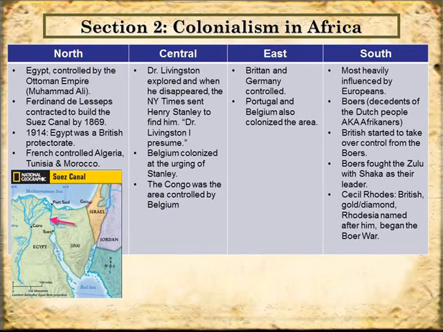In the East, Britain and Germany controlled that particular area. Portugal and Belgium also colonized. And in the south, the area was most heavily influenced by Europeans. Boers, of course, are the descendants of Dutch people. As I told you before, they are called the Afrikaners. The British started to take over control from the Boers. The Boers did not like that. The Boers had moved further north, and they had fought the Zulu, one of the most famous leaders being Shaka Zulu. There is actually a movie called Shaka Zulu about their leader, and the Zulu kept their control of the area.